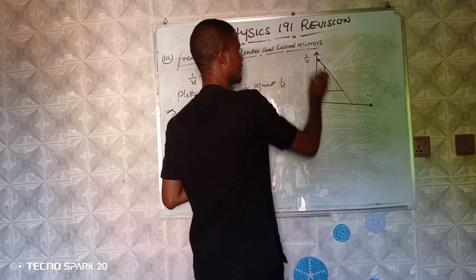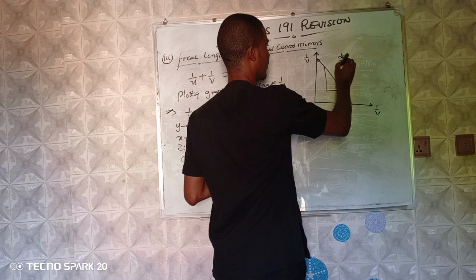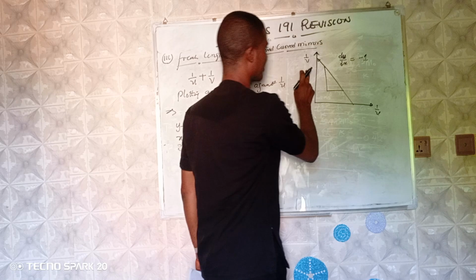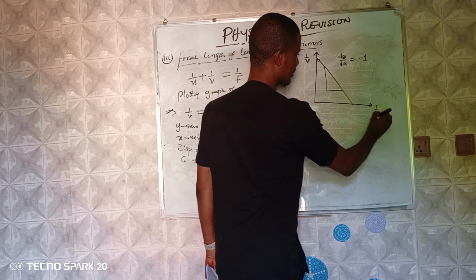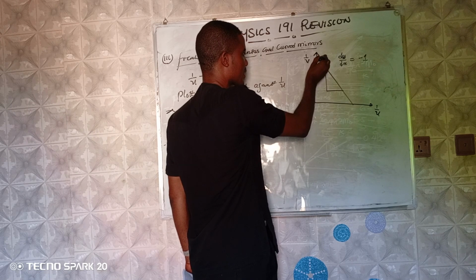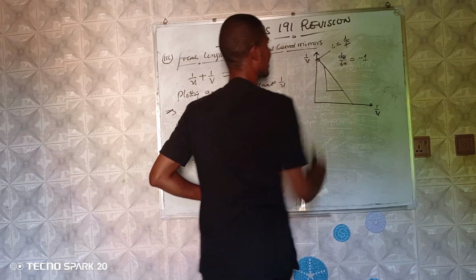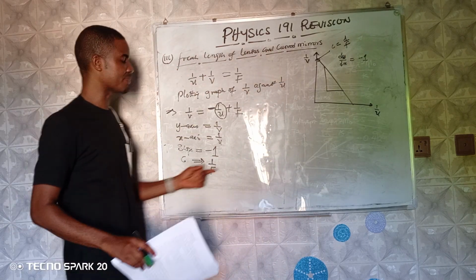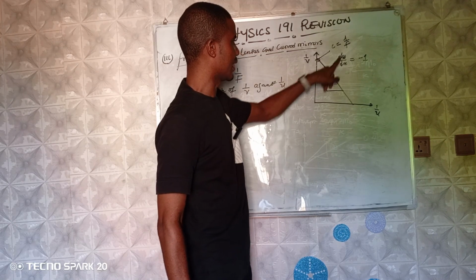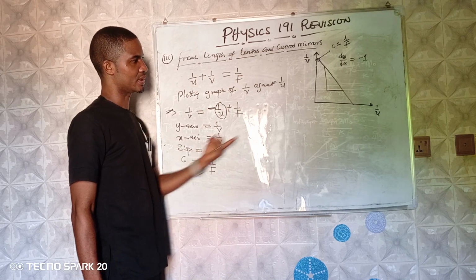A graph of 1 over v against 1 over u. So my dy over dx is equal to minus 1. That's my slope. This is my y, this is my x-axis. My intercept, where this cuts the y-axis, my intercept c, is equal to 1 over the focal length. So my intercept is 1 over f. Whatever value is here is my c. Then dy over dx is minus 1 because it's the slope. So this is how the graph will look.